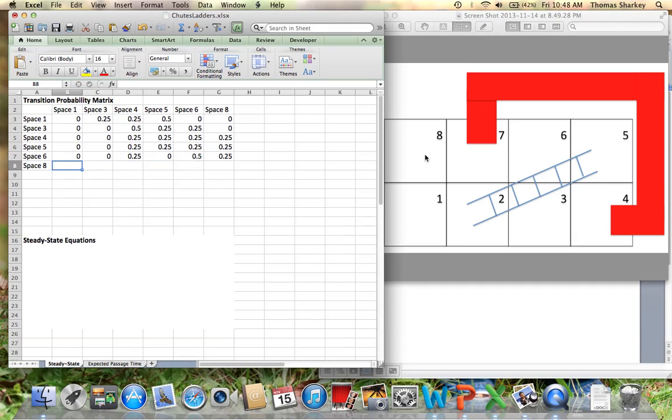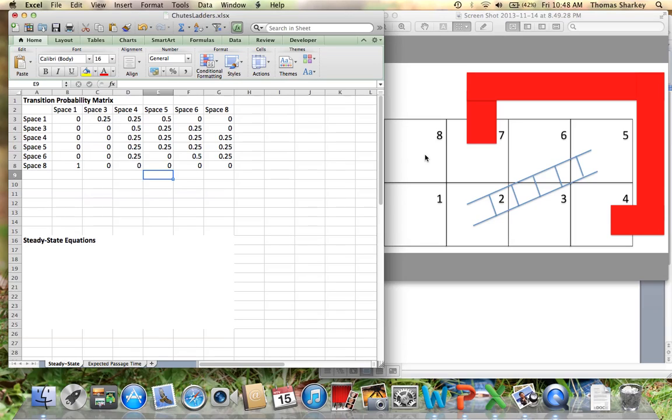Now from space 8, we basically said that we take a spin off, and then we move to space 1. So one spin basically puts us back on space 1. So we have a 1 transition probability from space 8 back to space 1 with the next spin, and then zeros everywhere else. And if I look at the rows of this matrix, all the rows add up to 1, which makes sense. I have to transition out of each space. I have to go somewhere.